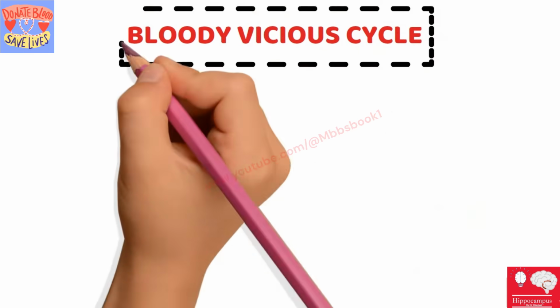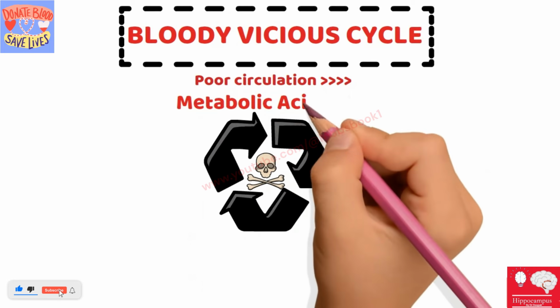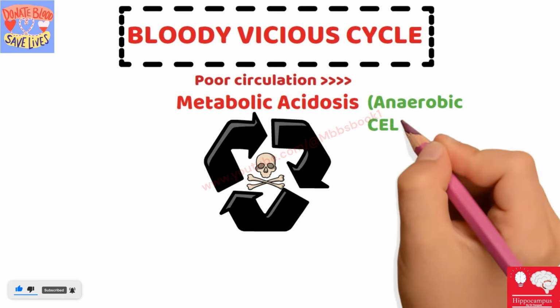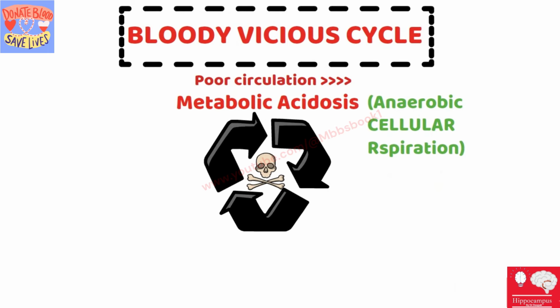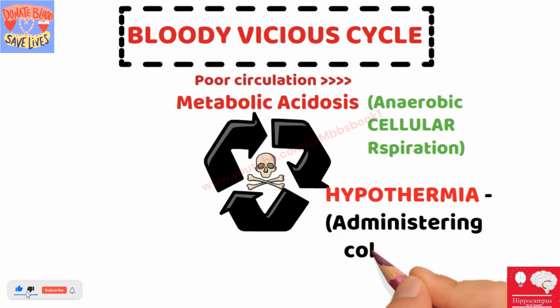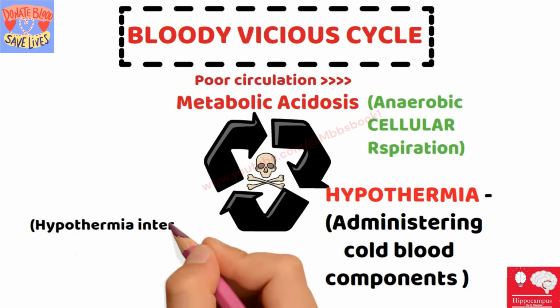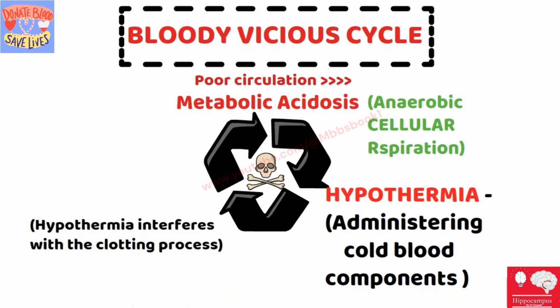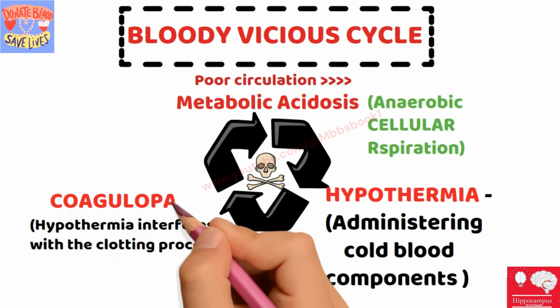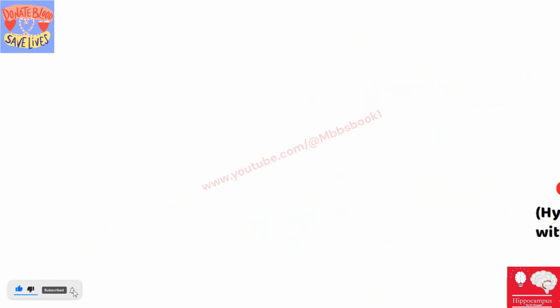The bloody vicious cycle that will set up in these patients is due to poor circulation. The patient will be having metabolic acidosis because the cell will switch to anaerobic mode of respiration. Along with this, when you give cold blood components to the patient, it will trigger development of hypothermia. And the third component is that hypothermia will interfere with the clotting process, so it will result in coagulopathy. So this triad is a disaster situation in the practice of any doctor, because one thing leads to another, and therefore it becomes very difficult to manage the patient.